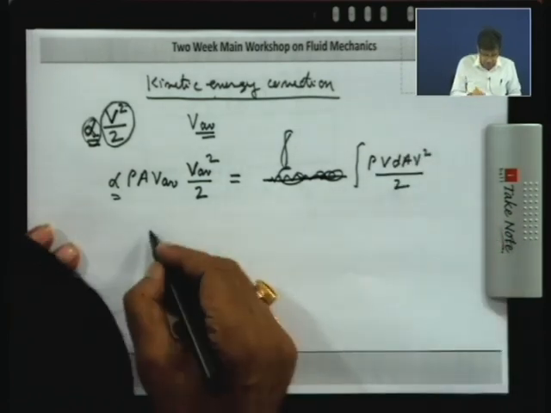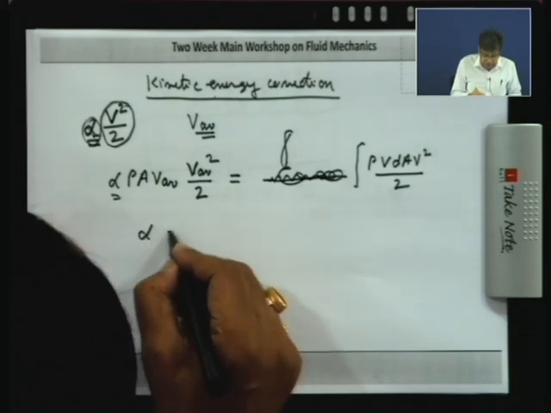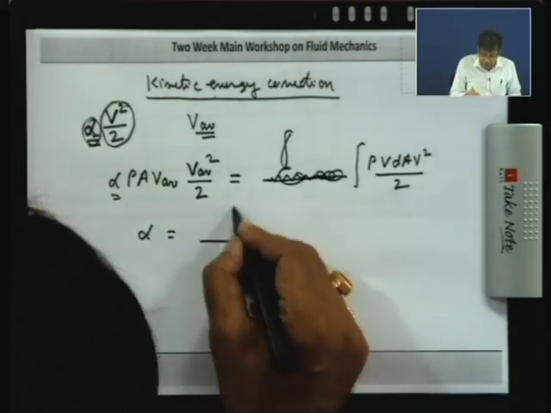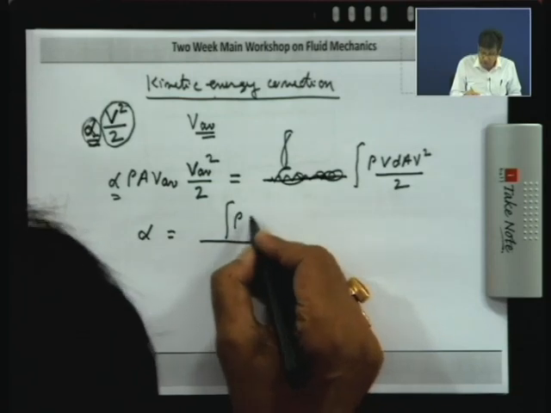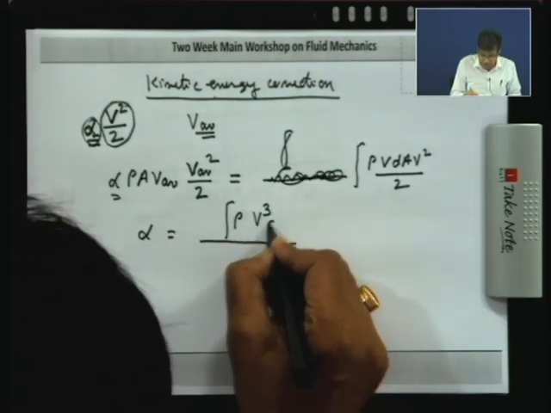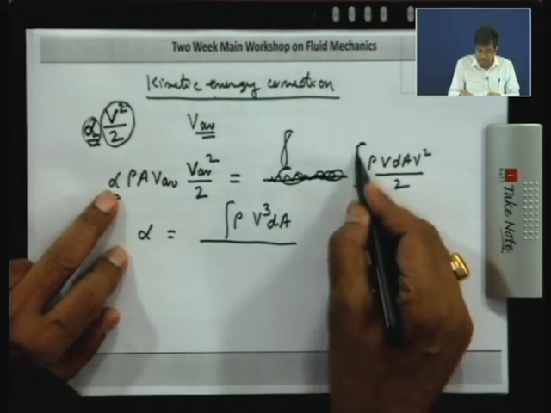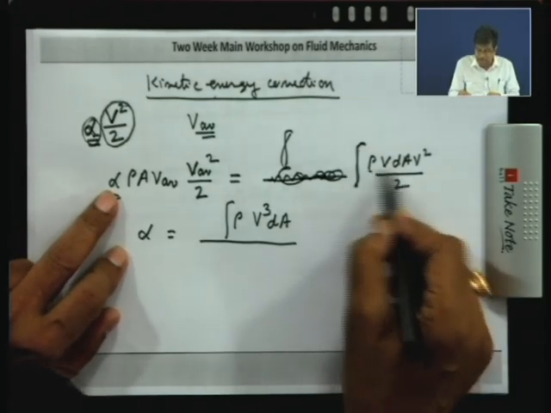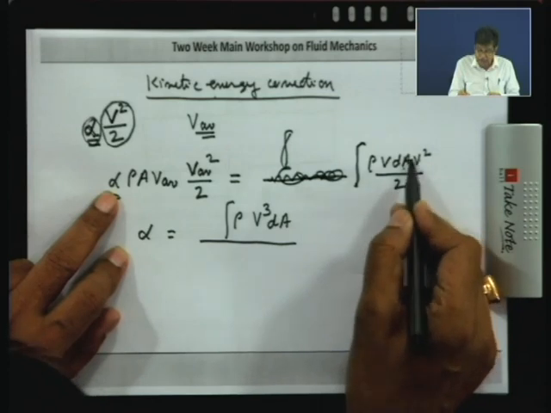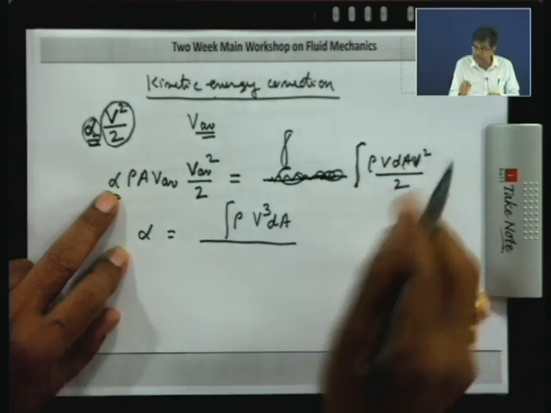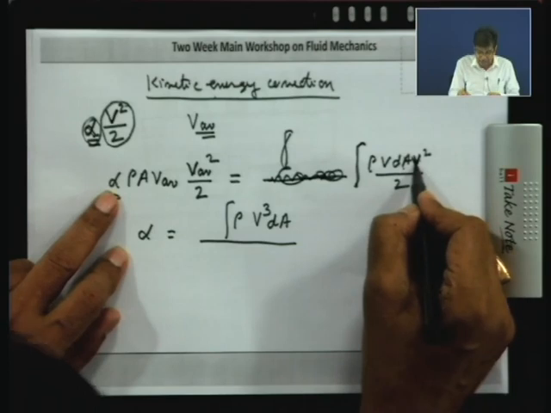Clear? So therefore alpha becomes equal to what? Integration of rho V cube dA, because this must be equal to the kinetic energy. So kinetic energy is over the cross section integration. This is the mass flow rate, this is the kinetic energy, velocity square. This is the velocity at any particular location. This is not the average velocity, you understand.